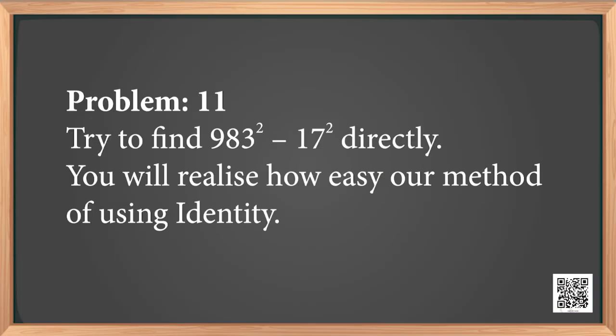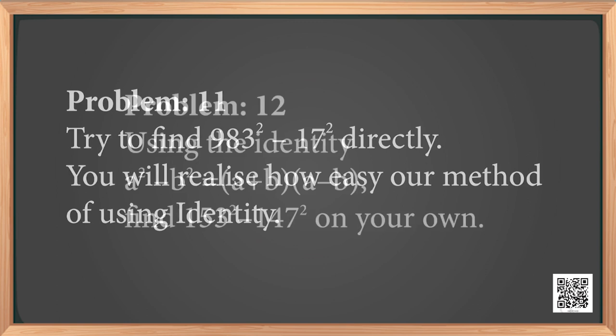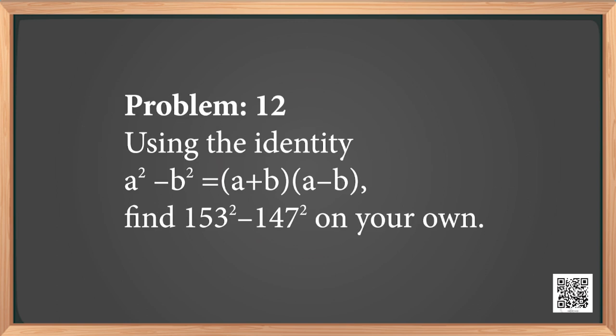Shall we try one more problem? Very good. Problem number 11. Try to find 983² − 17² directly. You will realize how easy our method of using identity is. Problem number 12. Using the identity a² − b² = (a+b)(a−b), find 153² − 147² on your own.